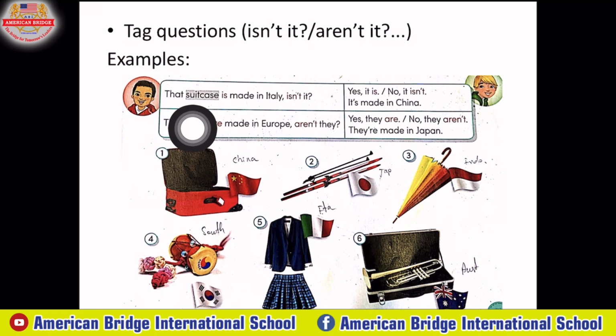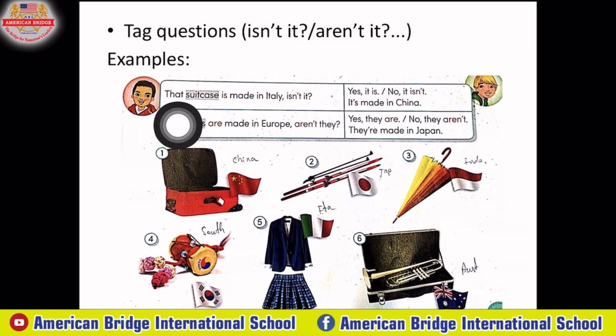You see the word suitcase here. Suitcase is only one, so when you want to use the tag question, you need to use the verb to be, the word is, because you are going to focus on the singular thing, right? Suitcase is only one, so you need to use the word is, isn't it? The suitcase is made in Italy, isn't it? When you answer, you can say yes, it is. No, it isn't. It's made in China. You see suitcase number one, and you also see the flag of the country it is from. It is from China, right?